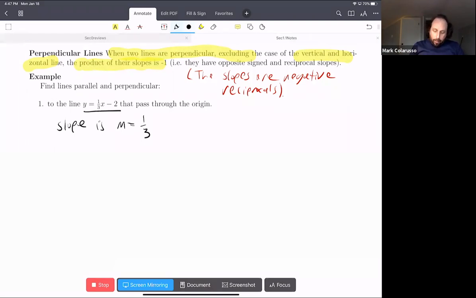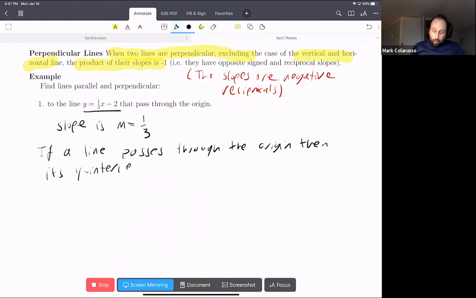So a parallel line. If a line passes through the origin, let's think about what that means for a second. If a line passes through the origin, then its y-intercept is 0.